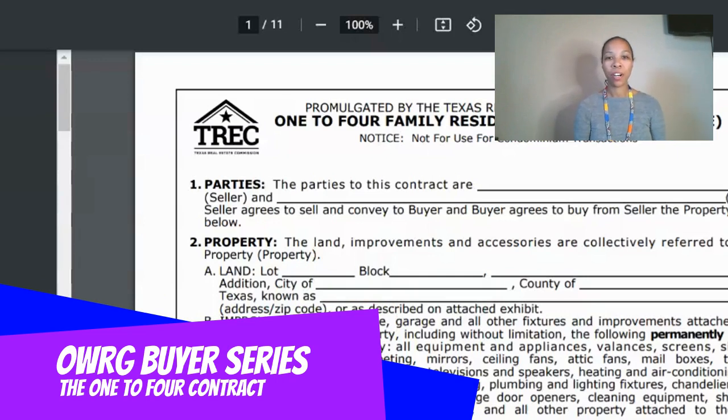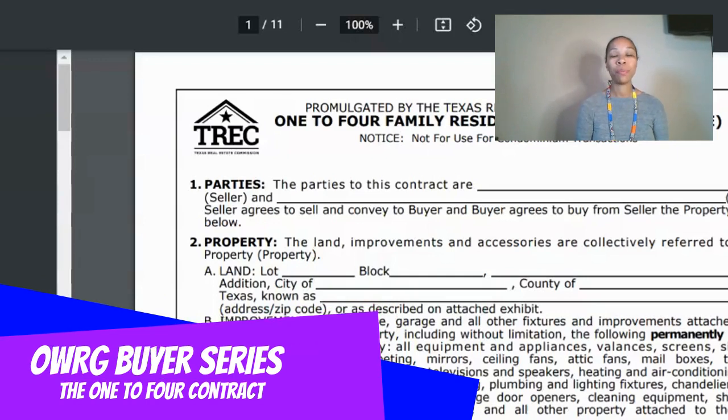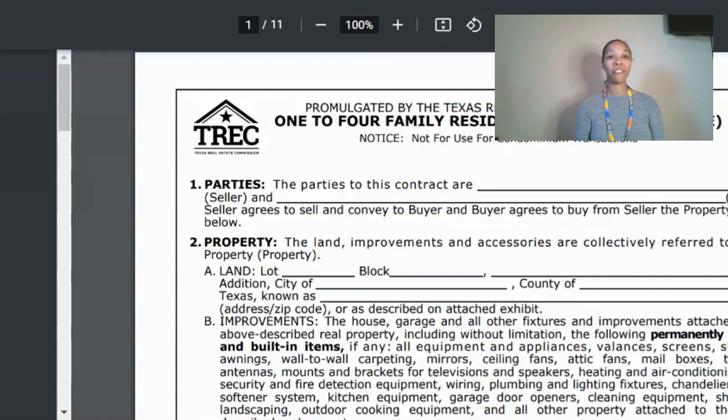And as you can see on our screen, I am going to briefly go over the 1 to 4 family residential contract, also known as the resale, the offer, whatever you want to term it. But this is our Texas Real Estate Commission promulgated form.